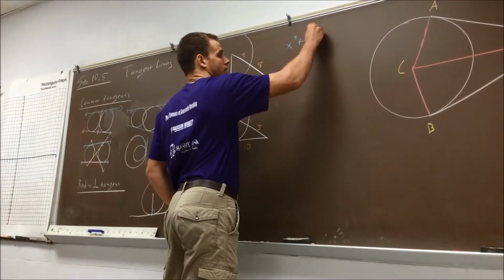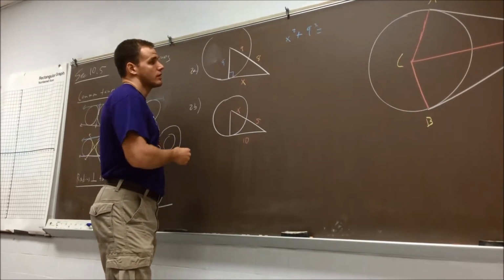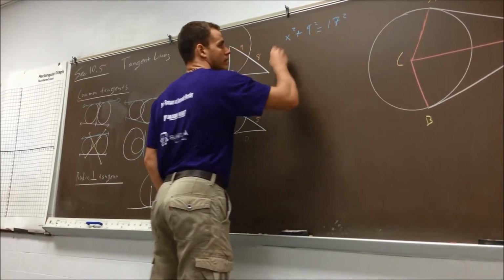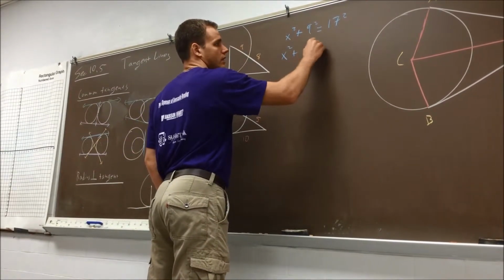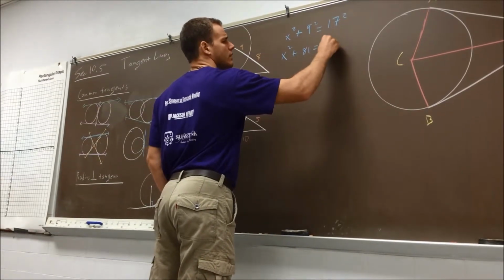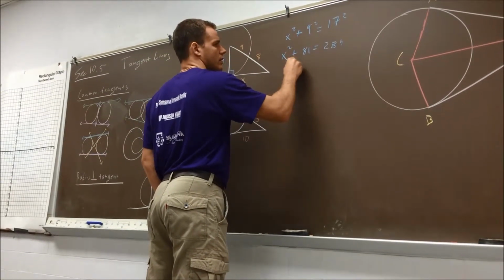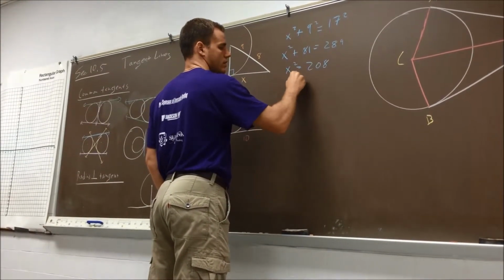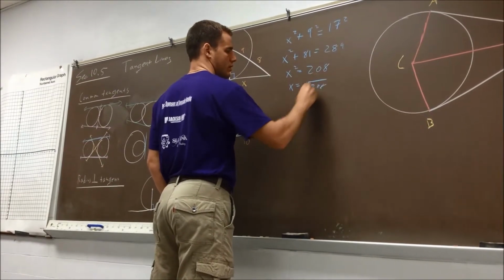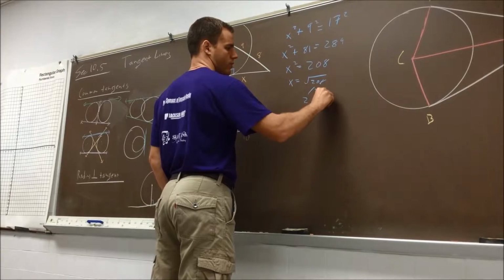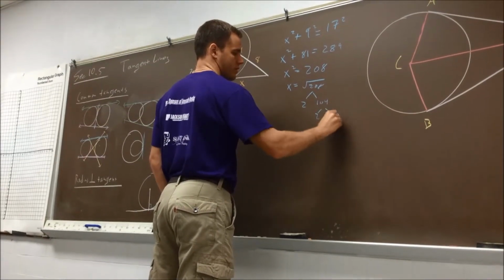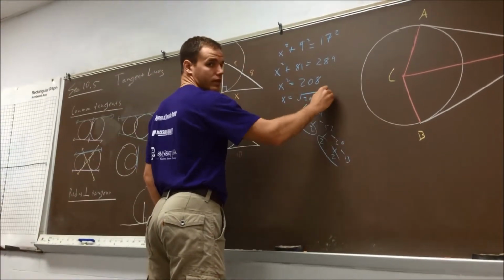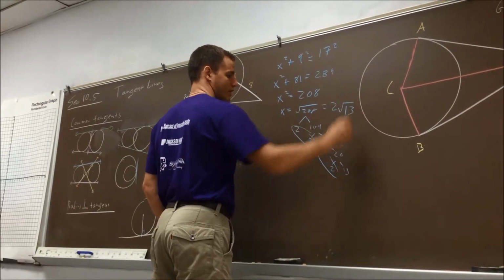x squared plus 9 squared is equal to, how much is the hypotenuse? 17. 17 squared is 289. x squared is 289 minus 81, which is 208. Now we simplify: 2 and 104, 2 and 52, 2 and 26, 2 and 13. Got a pair, got a pair. So we get 2 square root of 13.